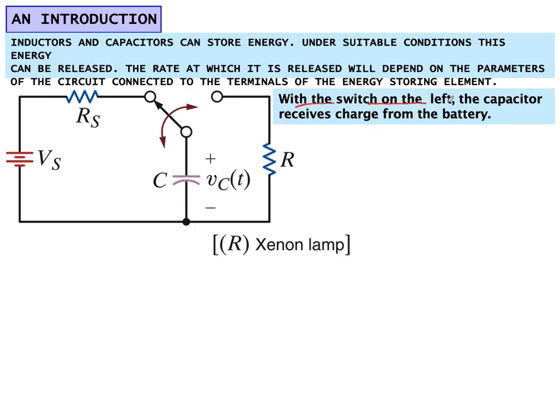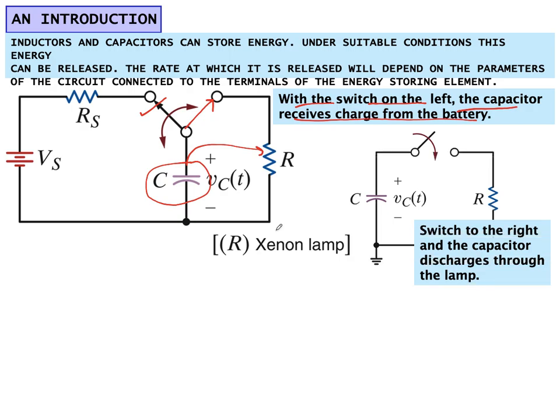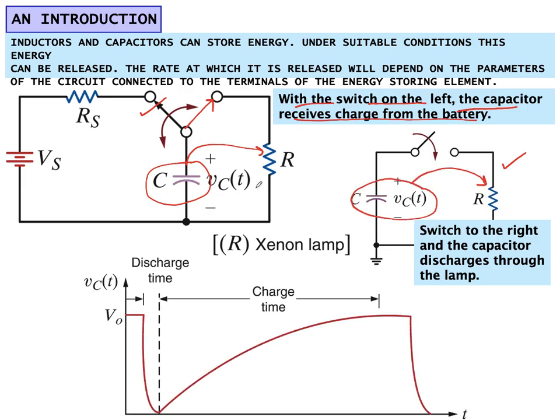So with the switch on the left, currently in this position, the capacitor receives charge from the battery, and once this switch is connected to the terminal on the right, the energy stored by this capacitor will be delivered to this load, which is a lamp. So when the switch is on the right side, this is how the circuit would look. The energy stored by the capacitor will be delivered to the xenon lamp. So this is how the charge and discharge cycle of this capacitor would normally look. Initially, when the capacitor is fully charged, when the switch is connected to this terminal, we can see this voltage that is connected to it.